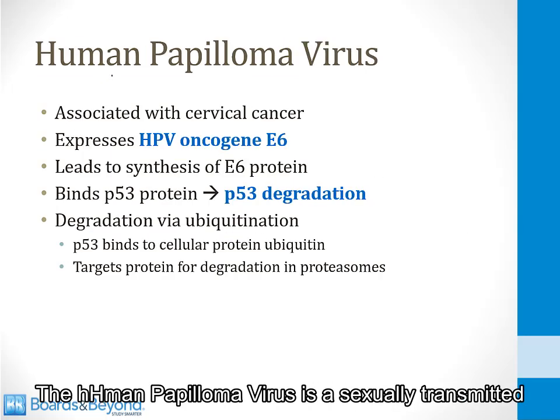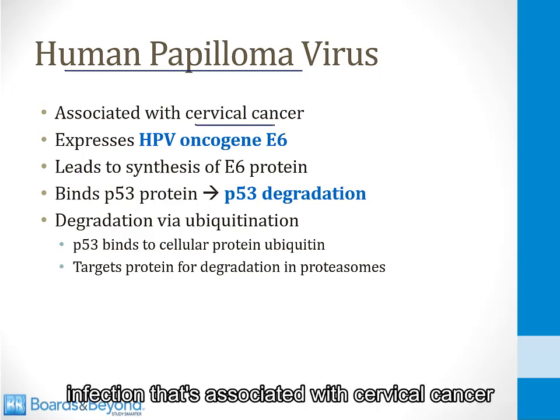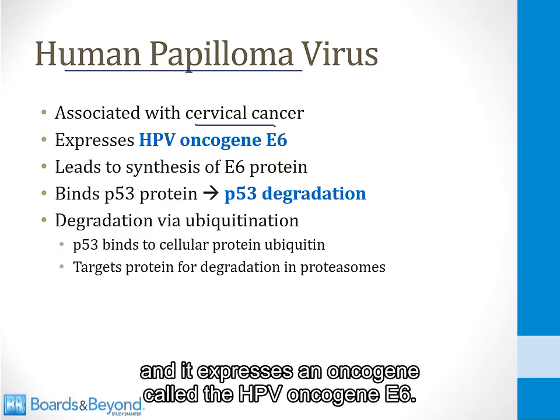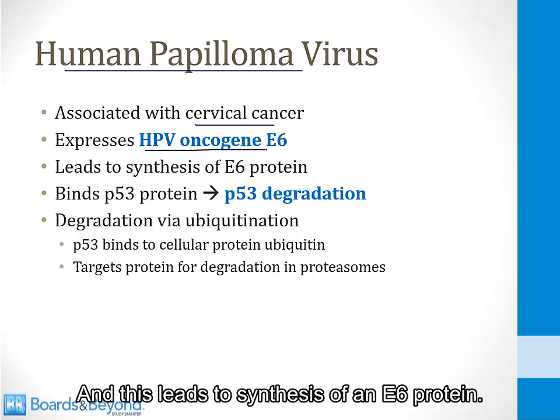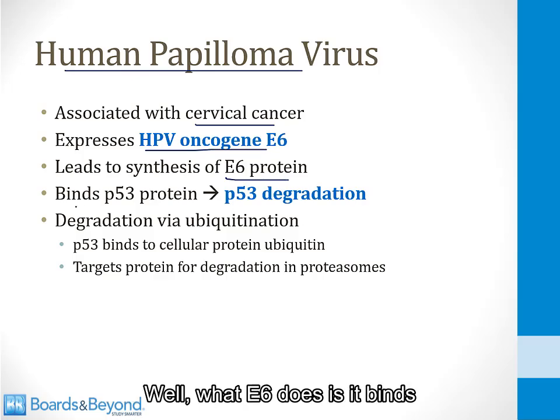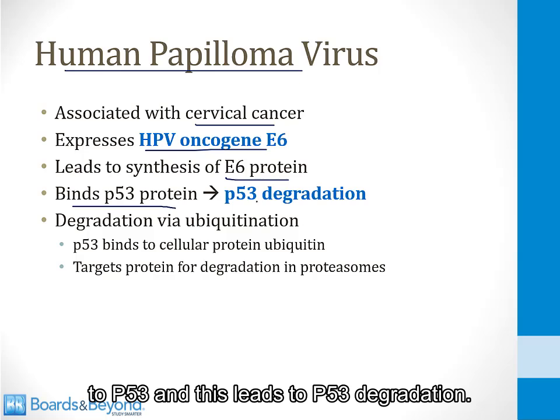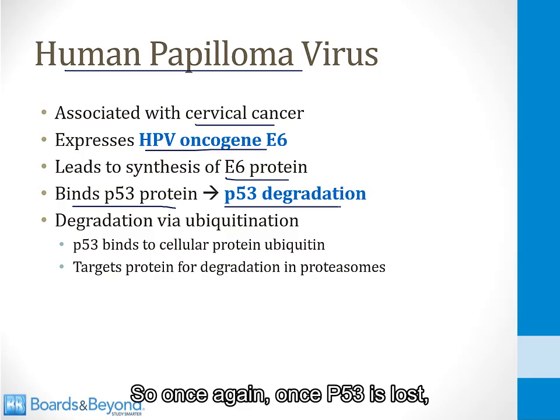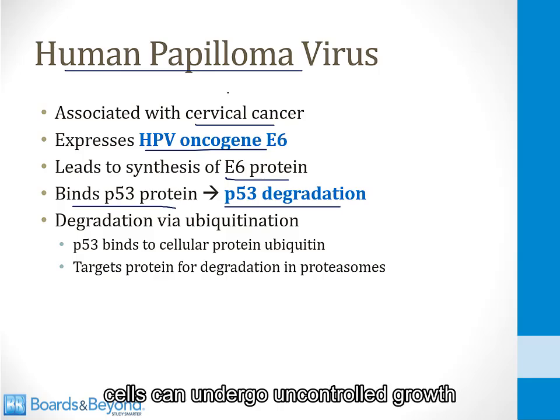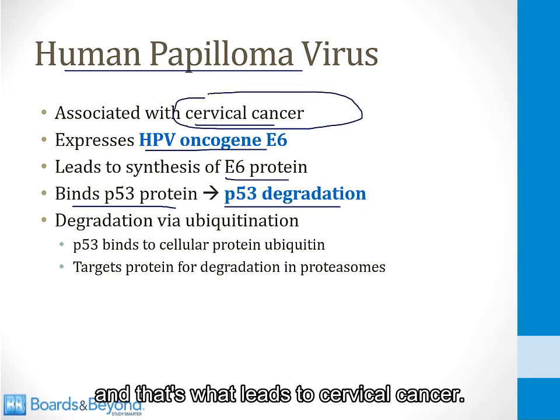The human papillomavirus is a sexually transmitted infection that's associated with cervical cancer, and it expresses an oncogene called the HPV oncogene E6, and this leads to synthesis of an E6 protein. Well, what E6 does is it binds to p53, and this leads to p53 degradation. So once again, once p53 is lost, cells can undergo uncontrolled growth, and that's what leads to cervical cancer.